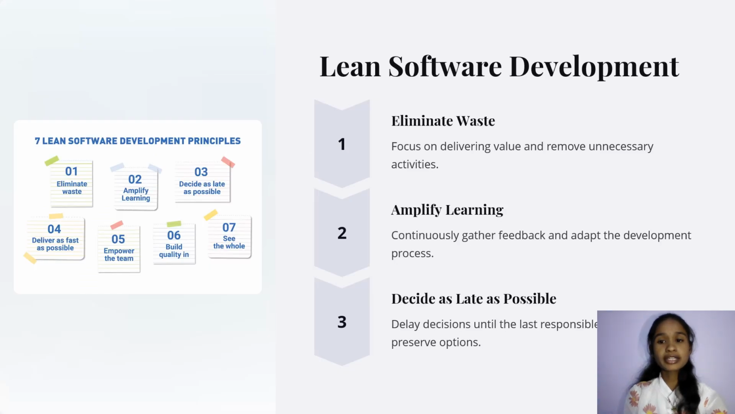Lean software development. First, eliminate waste. Focus on delivering value and remove unnecessary activities. Next, amplify learning. Continuously gather feedback and adapt the development process. Next, decide as late as possible. Delay decisions until the last responsible moment to preserve options.